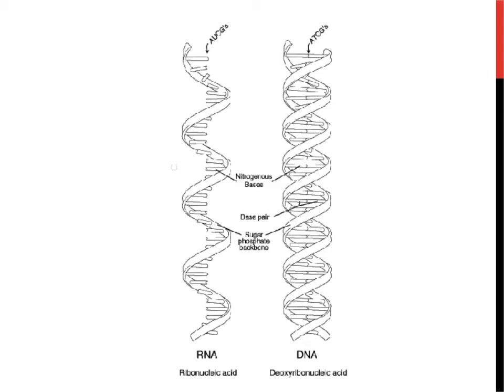As you can see, the bases here, adenine, uracil, cytosine, and guanine, are the bases on this single strand of RNA. Adenine, thymine, cytosine, and guanine would be the paired up bases that form the rungs of the ladder in this double helix model of DNA.